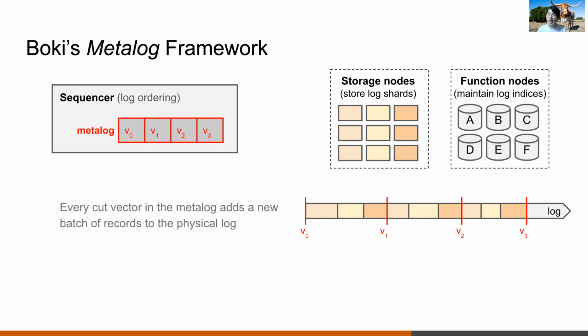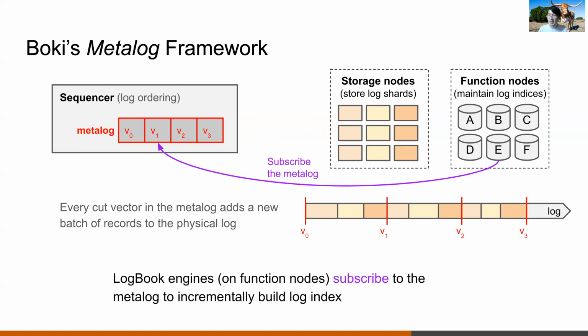So then we know that every cut vector in the Metalog essentially adds a new batch of records to the global physical log. In order to build the log index, logbook engines subscribe to the Metalog to learn the progress of the physical log. Then the index is built incrementally in accordance with the Metalog. When a new Metalog entry is read by the logbook engine, it adds a new batch of records to the index by reading their metadata from storage nodes.